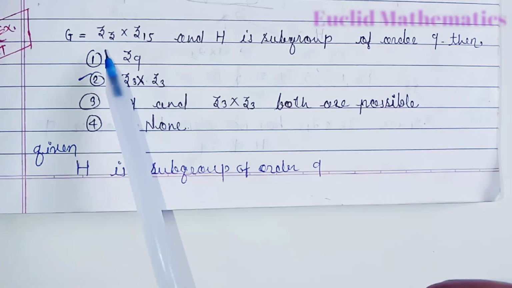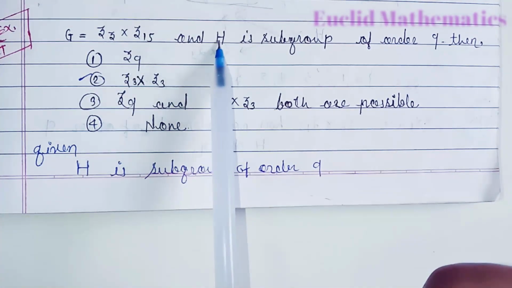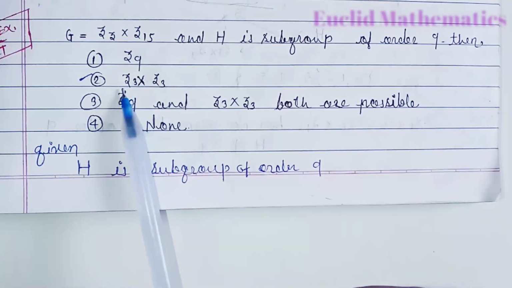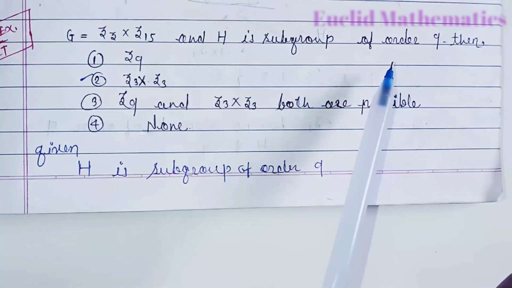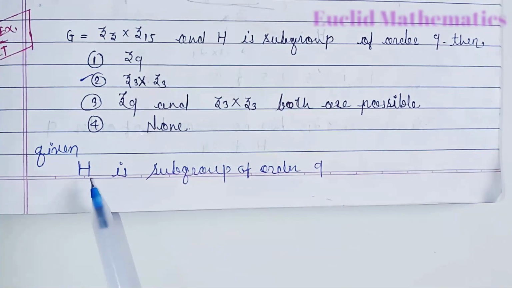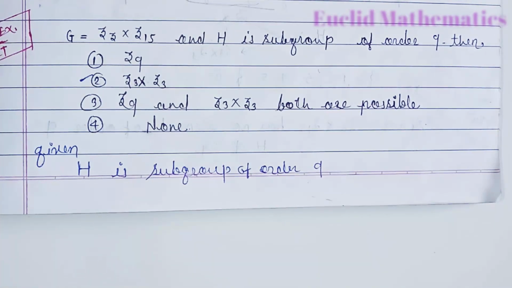Because the question is for 3 marks, we have to check which only one option is correct. We have to check which group H is isomorphic to. H is a subgroup of G. H is a subgroup of order 9, which is given in our example. So we have to find out which group is isomorphic to a group of order 9.